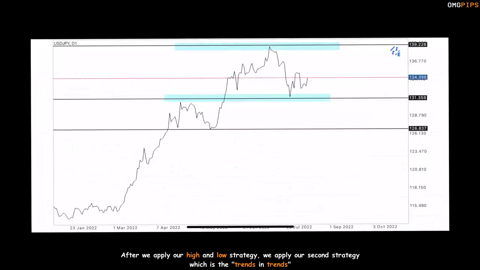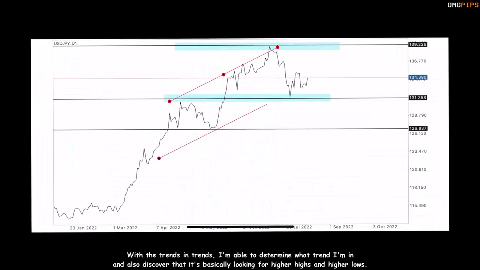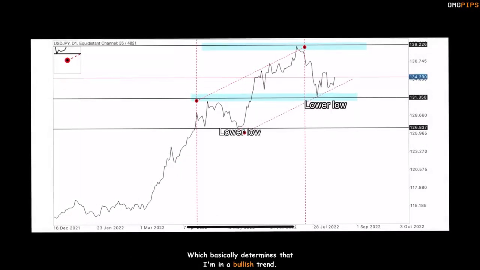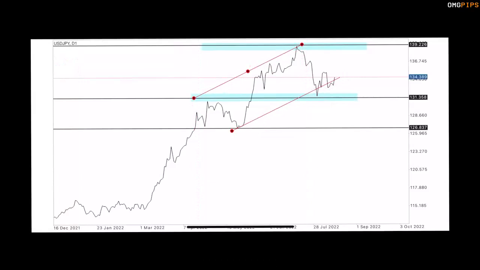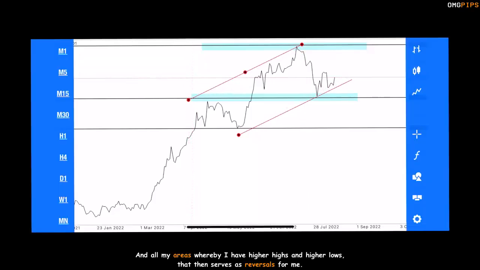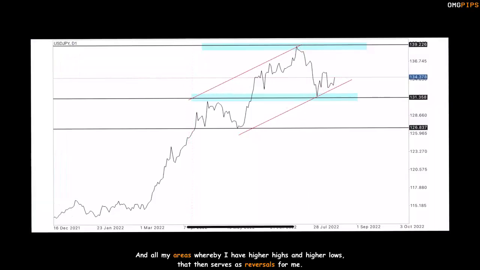After we are done applying our high and low strategy, we are now going to use our second strategy, which is the trends in trends. With the trends in trends, I'm able to determine what kind of a trend I'm in, and how do I discover that? It's basically looking for higher highs and higher lows, which basically determines that I'm in a bullish trend. Understanding why I'm in a bullish trend gives me an advantage of knowing that buyers are actually stronger than sellers because we're in a bullish market. And all my areas whereby I have higher highs and higher lows, that then serves as reversals for me.